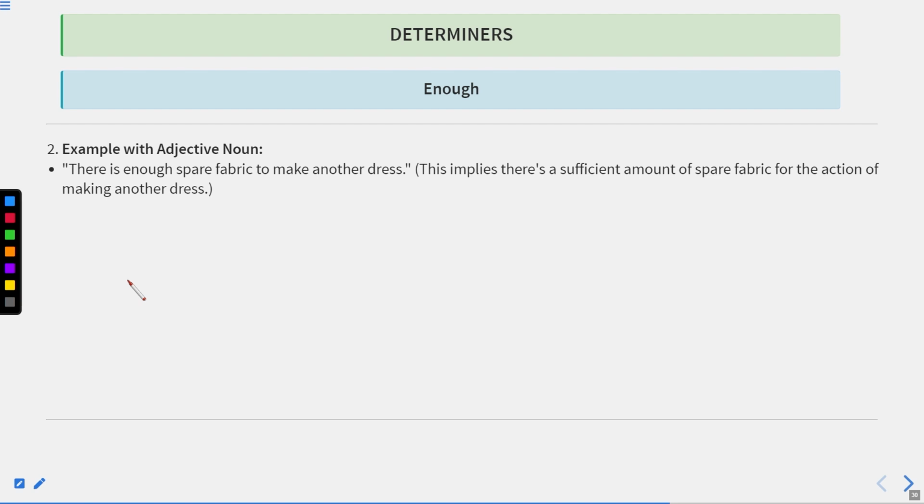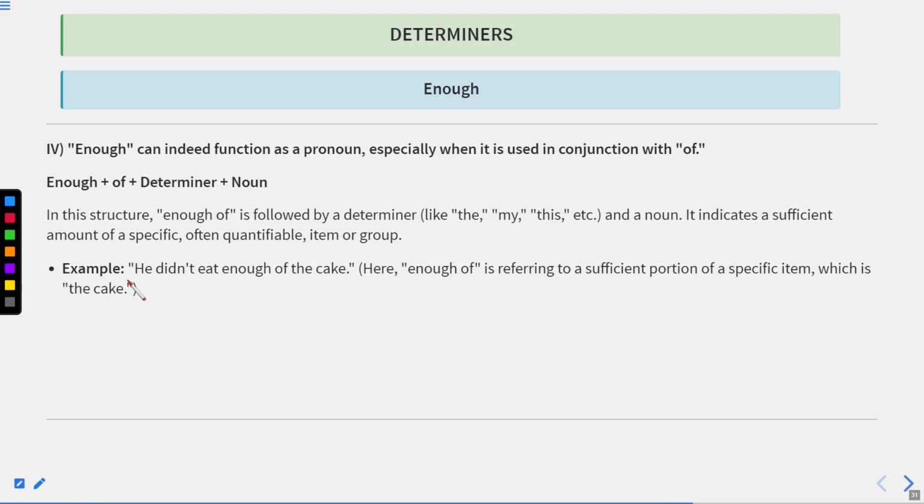Now, example with adjective plus noun: there is enough spare fabric to make another dress. This implies that there is a sufficient amount of spare fabric for the action of making another dress. Now let us move to the next one. Enough can indeed function as a pronoun, especially when it is used with of. Whenever we use enough of, we basically use enough as a pronoun.